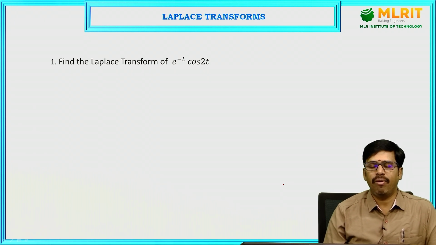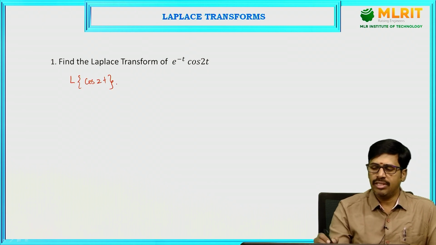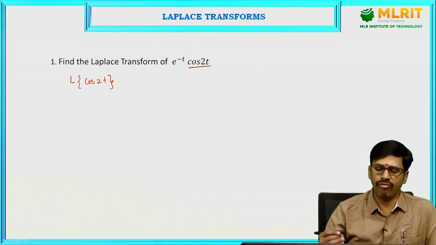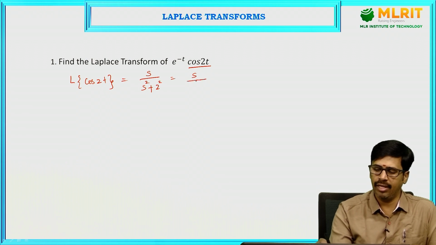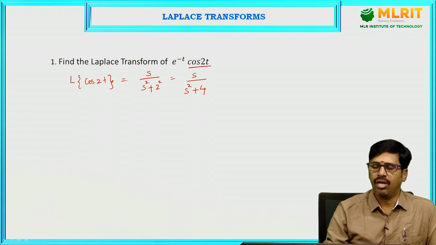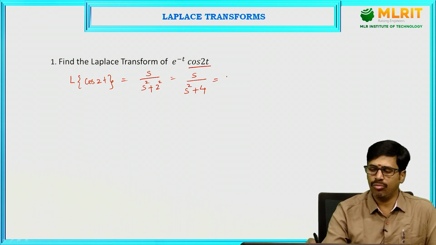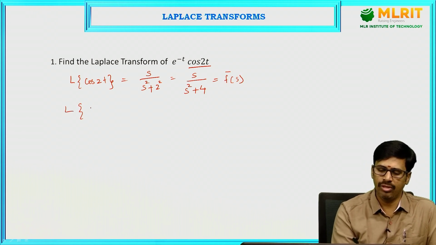Laplace transform of e^(minus t) cos 2t. First find Laplace transform of cos 2t. Other than e^(at), first find Laplace of this function. What is Laplace of cos 2t? S by s square plus 2 square, that is s by s square plus 4. So Laplace of f(t) is some function of s. Let us assume this function as F bar of s. Now I want Laplace transform of e^(minus t) into cos 2t.